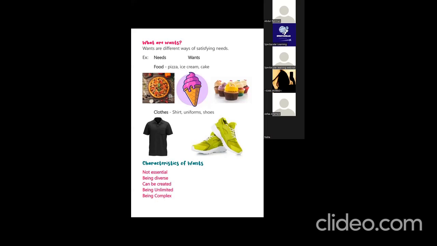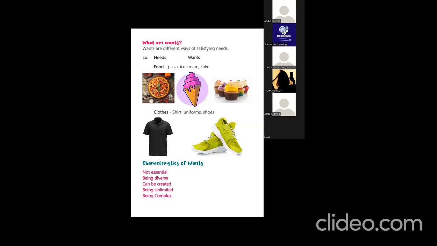For example, as I have mentioned, food. You can satisfy hunger by eating a pizza or else an ice cream, cake, and there are different kinds of things. Likewise, for clothing, you can wear a pair of slippers for your feet. You can wear a pair of slippers or a pair of shoes, boots. There are different wants for clothing. So I hope you understood what wants are.